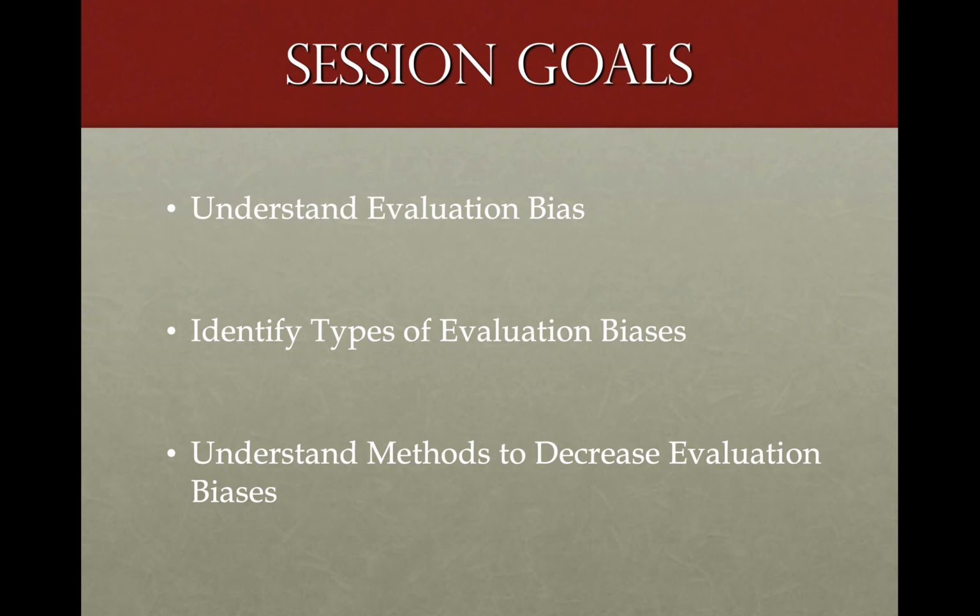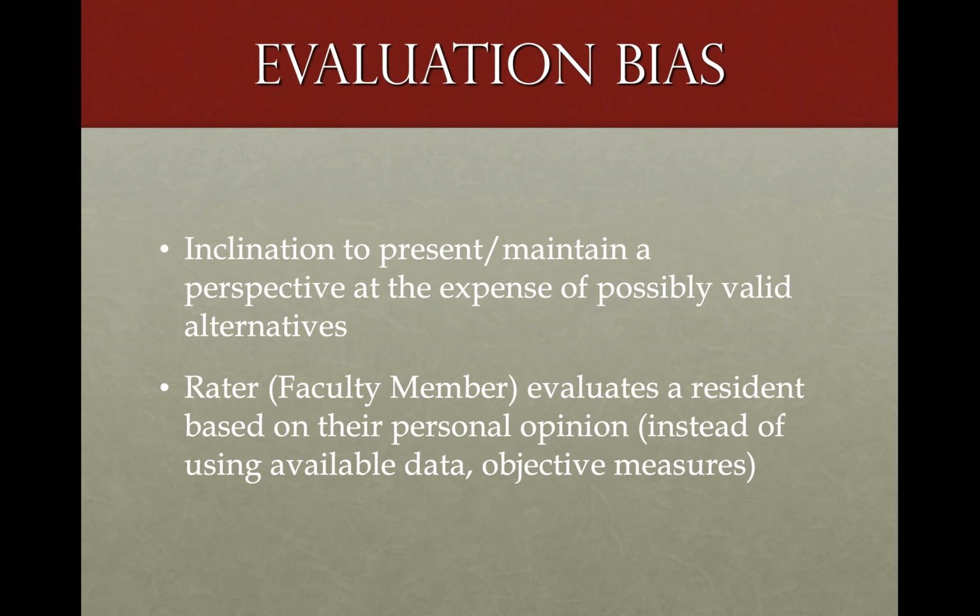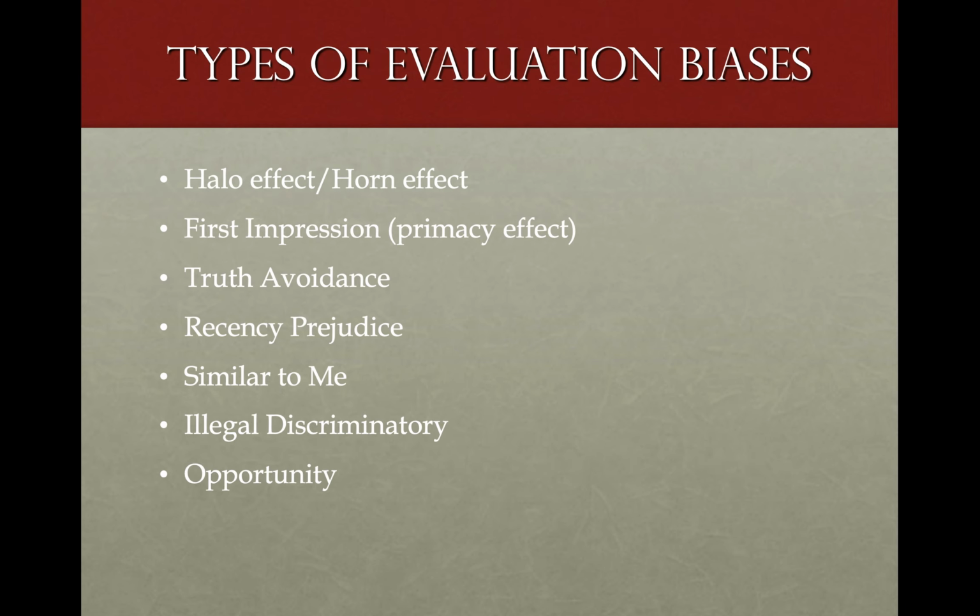The goals for today's brief session are to understand evaluation bias, identify types of evaluation biases, and to understand methods to decrease evaluation biases. Evaluation bias is the inclination to present or maintain a perspective at the expense of possibly valid alternatives. Raters, faculty members such as yourselves, evaluate a resident, or in this case, a medical school candidate based on their personal opinion, instead of using available data and objective measures. This is a type of evaluation bias.